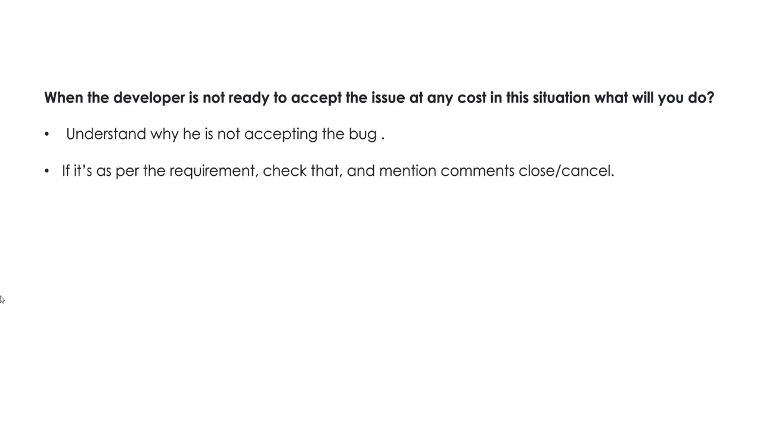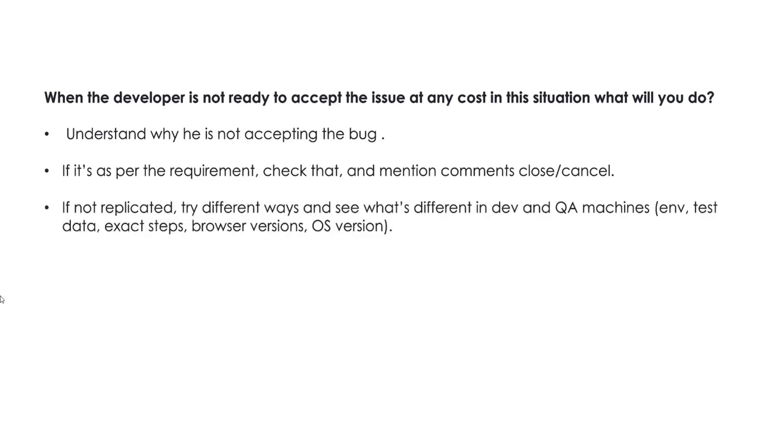As a whole team we work, right? So we can take others' help too. If not replicated, try different ways and see what's different in dev and QA machines. Okay, sometimes my machine behaves a different way and the developer's machine may behave in a different way. That's also possible. Some of the times that happens.